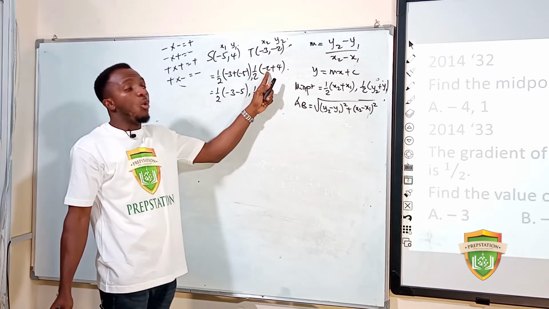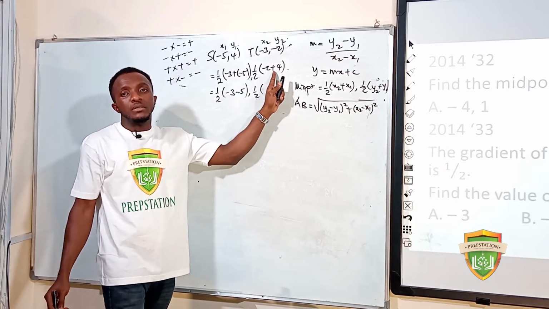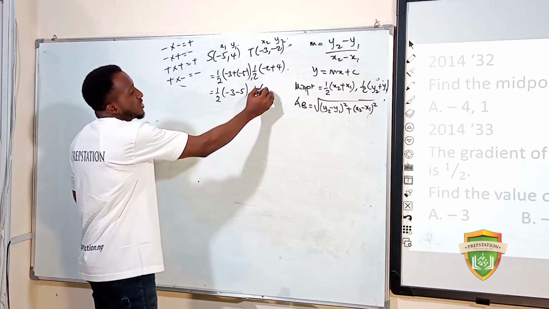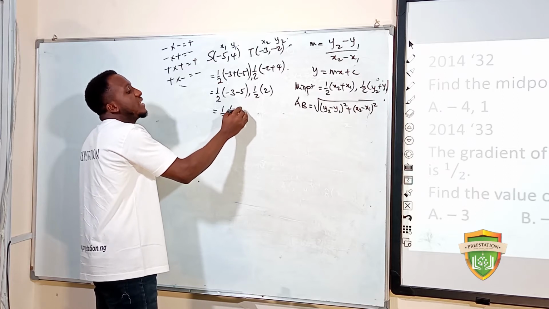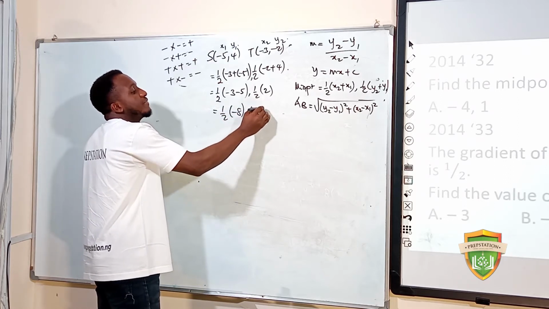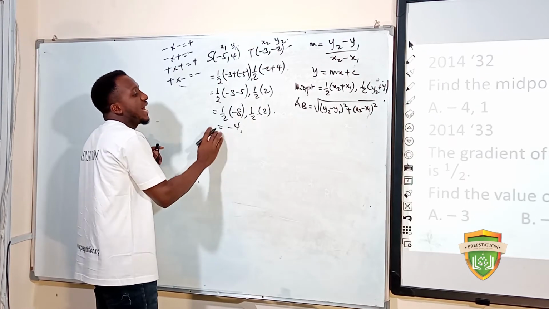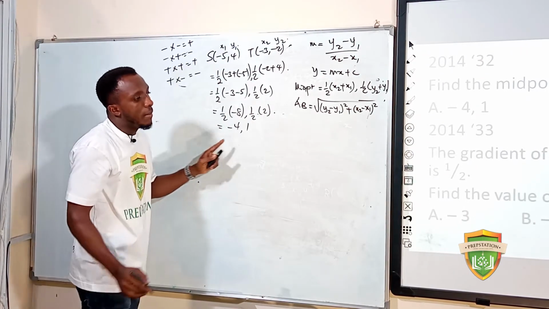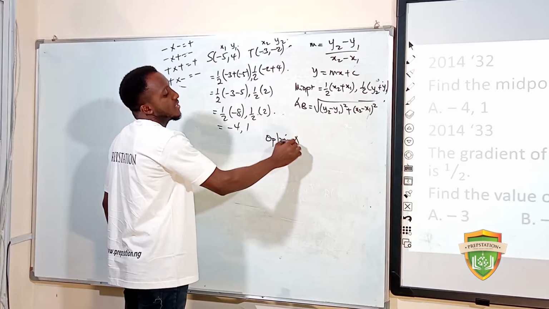Of course, if you owe 2 naira and then you have 4 naira given to you, you're going to pay your debt. You'll be left with 2 naira, so this is 2. So this would give us half of minus 8, comma half of 2. So what is the half of minus 8? Minus 4, and the half of 2 is 1. Minus 4, comma 1. The correct option or answer is option A, as you can see on the board.